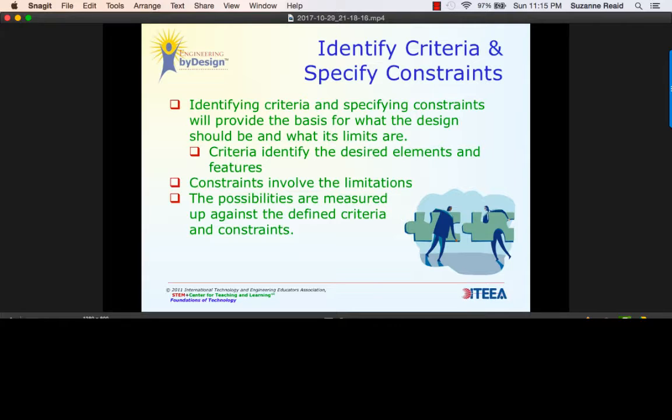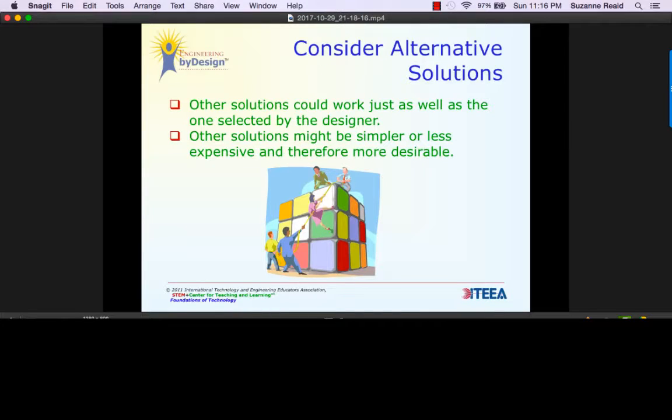Identifying the criteria and the constraints. You identify the criteria and specific constraints that will provide the basis for what the design should be and what its limits are. Consider alternative solutions. Other solutions could work just as well as the one selected by the designer. The other solutions might be simpler or less expensive and therefore more desirable. It truly depends on what your goal is and whether or not you have to consider trade-offs.